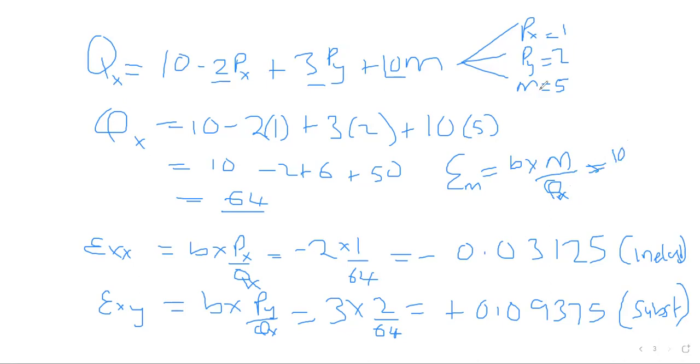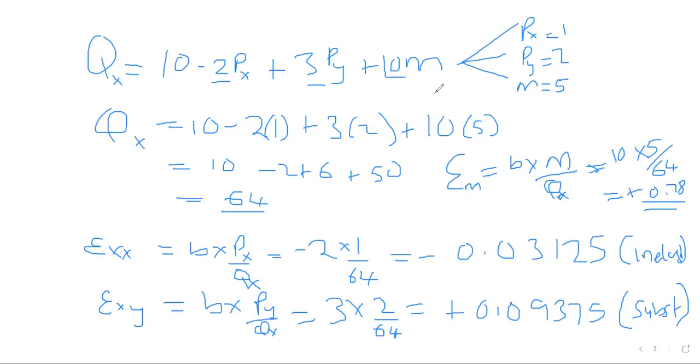Okay, then the actual income here is what? 55. It's 5 then over 64. So 10 plus 5 is 50. 50 over 64. We get 0.78. So when we have a positive income elasticity, we always know that this is a normal good. This is a normal good.